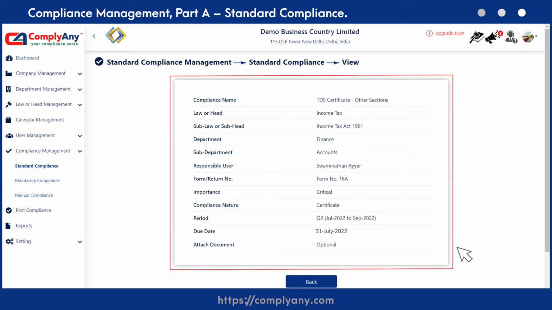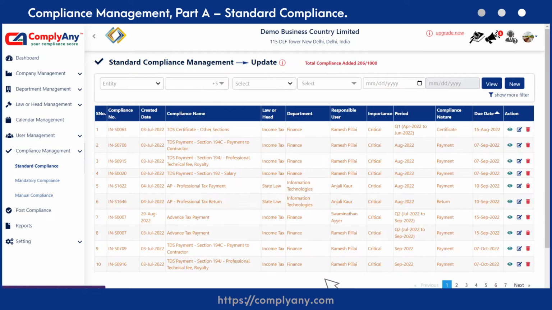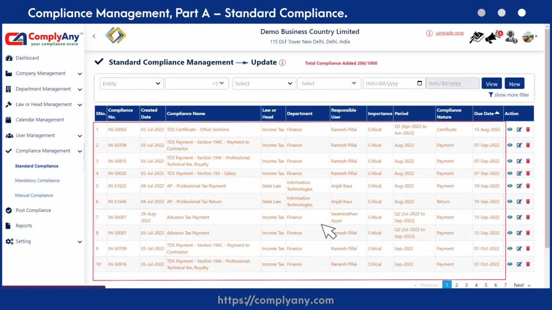System has a list of these compliances. In case the date is changed by the government or authorities, the system will update these changed dates automatically. Users don't need to remember or do any date change. These compliances are shown in brown color font.